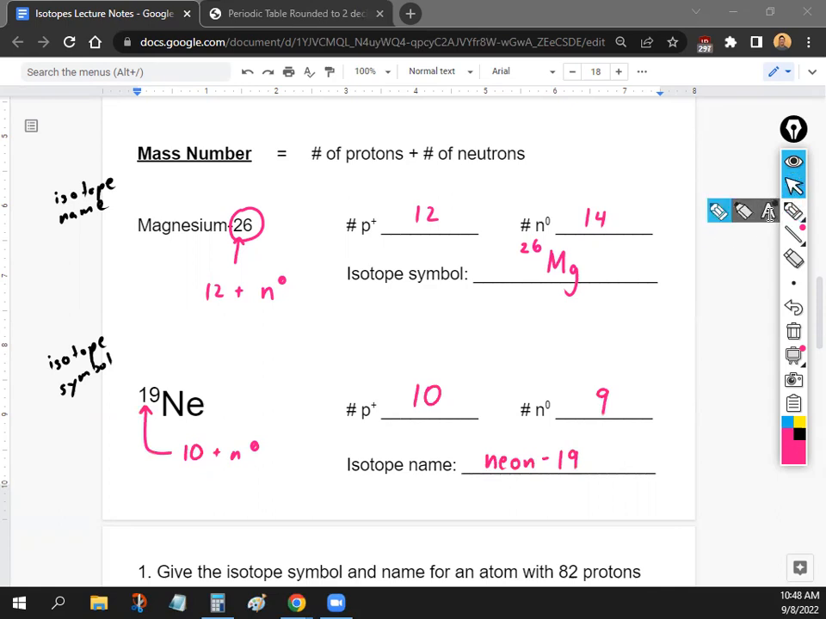No, this is about as hard as it gets for isotopes. I can't really make it more complicated. I can, but I don't want to do that to you guys.